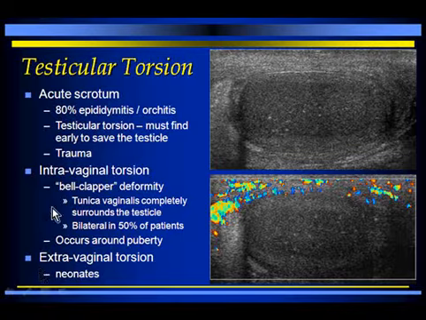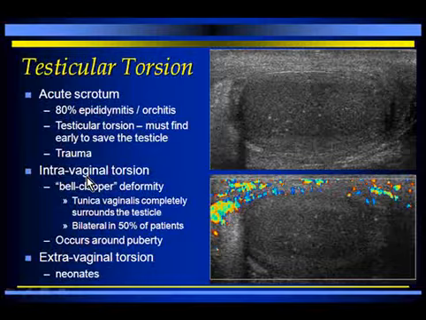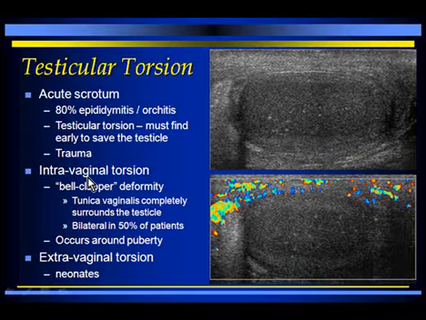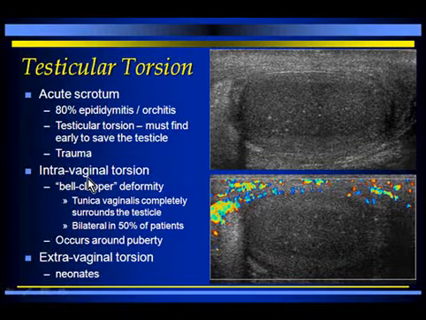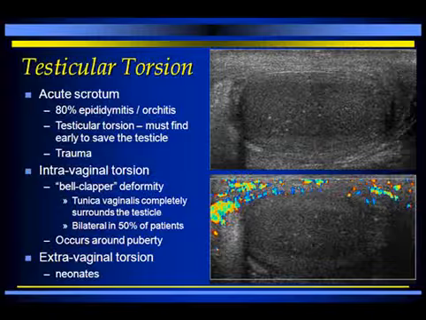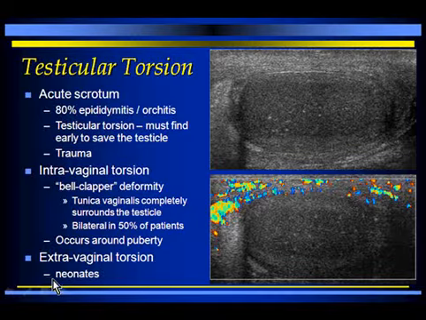That's the intravaginal torsion, which is the standard type of torsion, normally seen. If it's going to happen, it's often seen in the early teens, and that would be a common complaint for a young teenager coming in with testicular pain. Extravaginal torsion is another type of torsion which tends to occur in neonates.